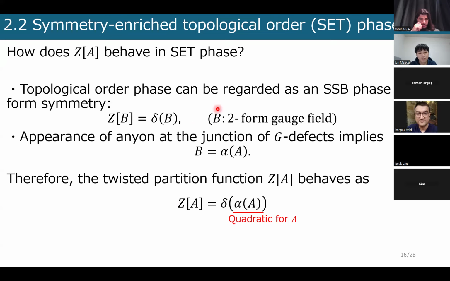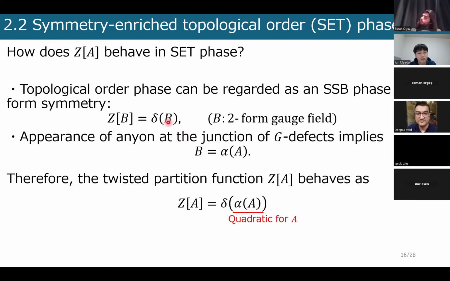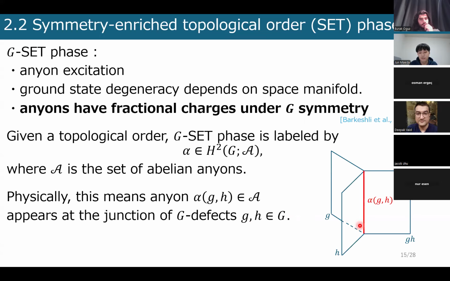Then we denote a gauge field for one-form symmetry by B. Then the twisted partition function behaves like a delta functional in terms of B. And in the SET phase labeled by alpha, since an anyon labeled by alpha(g,h) appears at the junction of G defects, the one-form gauge field B and the gauge field A for G symmetry are related by this relation. We can understand this as follows.